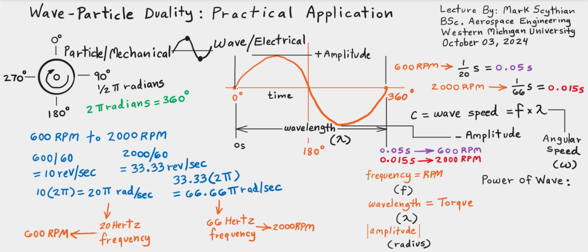And so the next is the wavelength. This would represent the torque of the rotor. And then, of course, the frequency is the RPM. Amplitude is the radius of the rotor with respect to the plane of rotation. And then if we multiply the frequency, hertz, times the wavelength, we would then get the speed of the wave.